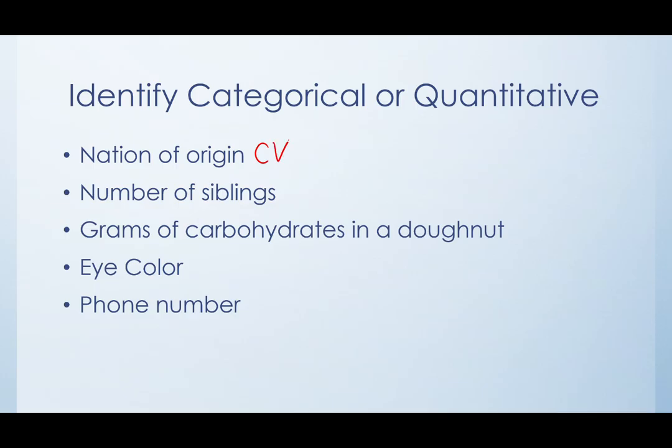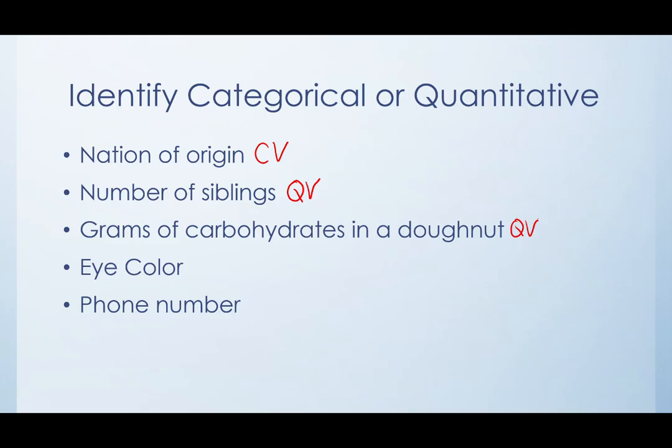How many siblings do you have? What's the number of siblings? So how many, that's a question about a quantity, right? How many siblings do you have? I have one sibling. I have 5 siblings. I have no siblings, right? It's measuring quantity, so it's a quantitative variable. The grams of carbohydrates in a donut. How many grams of carbs are there in each donut that we're measuring? Again, that's a quantity, right? So quantitative variable.